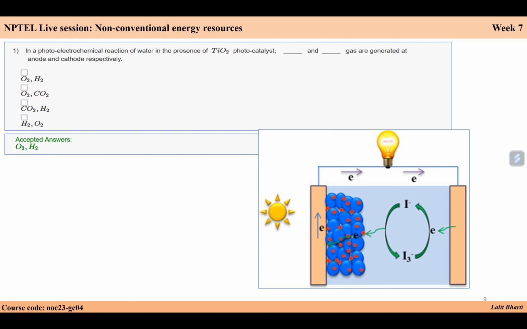Again, a question on the photoelectrochemical reaction. These are the previous year quiz questions. So we'll be discussing all these questions. So in a photoelectrochemical reaction of water in the presence of TiO2 photocatalyst, which gas is generated at the anode and cathode?